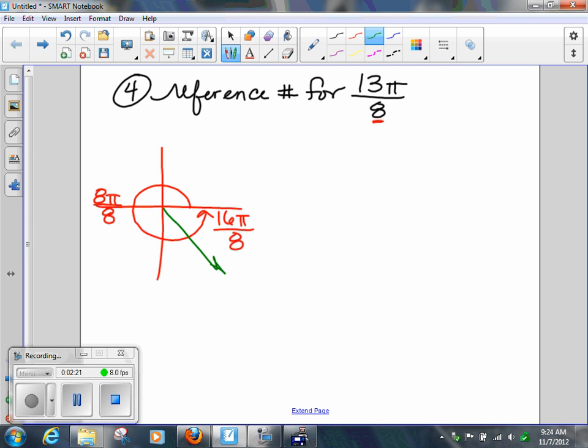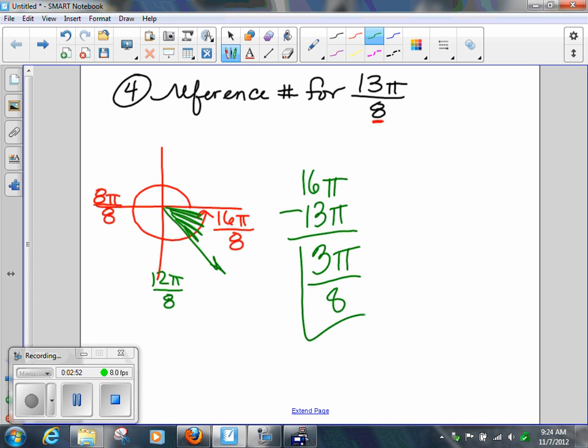Where is 13 pi going to be? Here. How do I know? Because what's half of 8? 4. Which means this is 12 pi over 8. We've got to figure out that piece right there, the shortest distance to the x-axis. All you have to do is take 16 pi minus 13 pi, and it's 3 pi over 8.